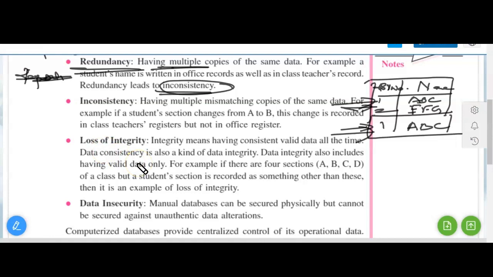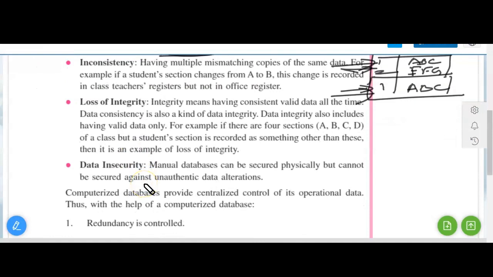Then comes data security. When data are not safe, anybody who is not related to the management of data can alter it or change it anytime. They can update it. For example, if I have a table like this, 1, 2, 3, and the person is ZYX. Anybody who is not related to the school comes and tries to change the students' details. That is a kind of insecure data. Data is not secured, so anybody can come and change the available information.